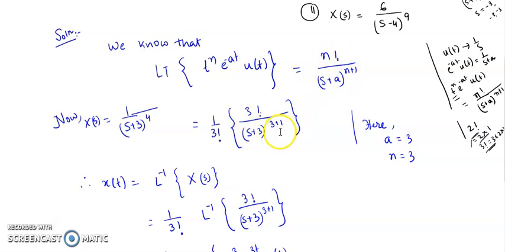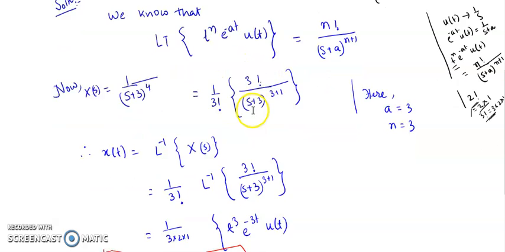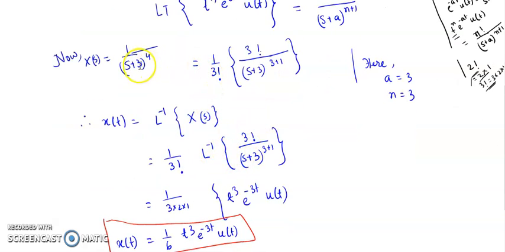Now you can see this is factorial 3 by (s+3)^(3+1), so this is n, this is n, and this is a. If you take the inverse Laplace transform of this, you will get t to the power n, meaning t^3, and e to the power -at, meaning e^(-3t) u(t). Okay, so that is what we are doing.